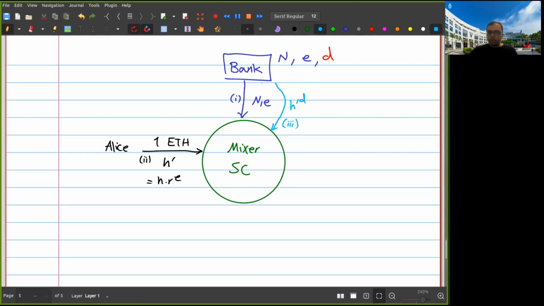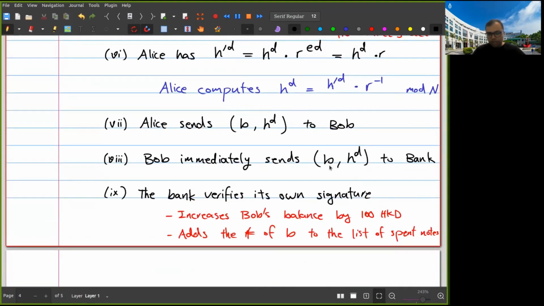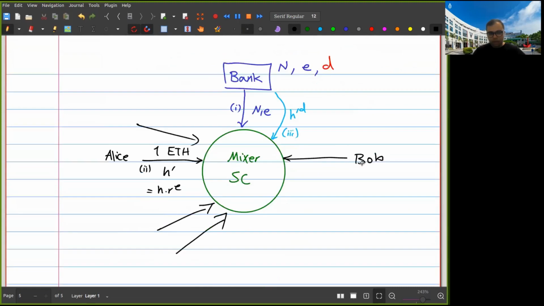And then we will, of course, have a ton of people doing this. Maybe I have, I don't know, 10,000 different Alices who are just giving money to this contract. And then after a while, let's say after 2 days, the contract goes into the phase where people can actually get money out of the contract. So in this phase, I will have Bob, and Bob has received basically this, the banknote and the signature on it from Alice.